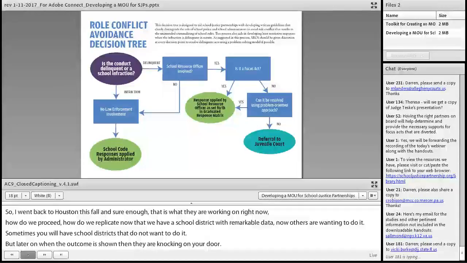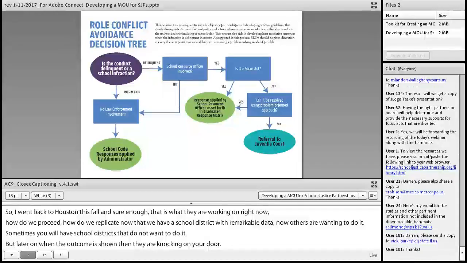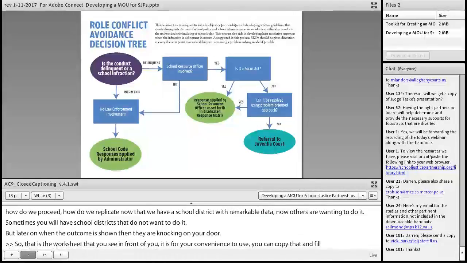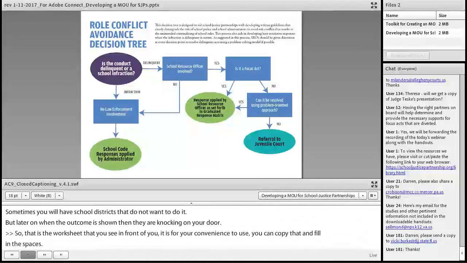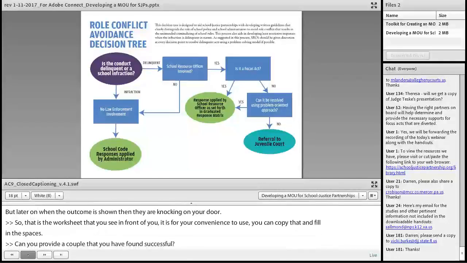Now, can you just provide a couple of focus areas that you found successful? Just a few, maybe, for people. And if other people on the call have done this work, if you want to share in the chat box some of the focus areas that you've identified, that would be great for other participants to see.